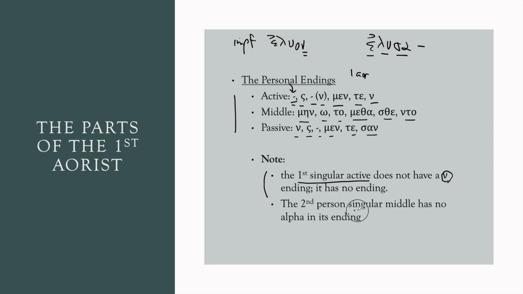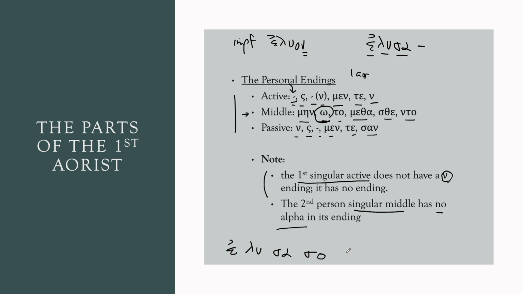Now, the second singular middle has no alpha. It has this ending and an omega. Why is that? So what's happening with this second aorist middle here? Augment, lu, tense formative, and the real ending is sigma omicron for these middle endings. So, elusaso, let's walk through it.